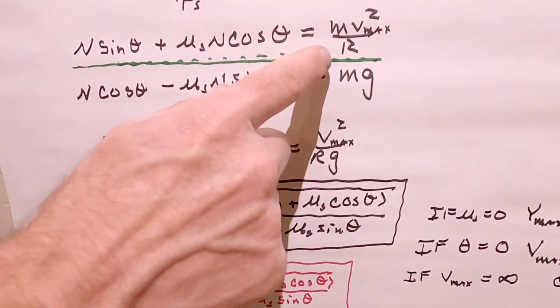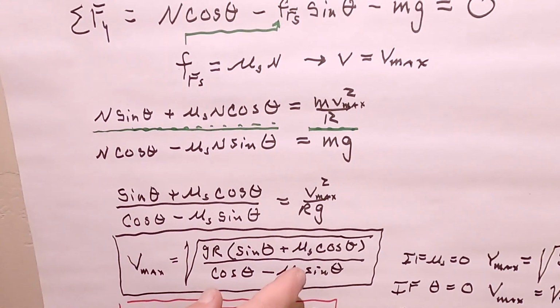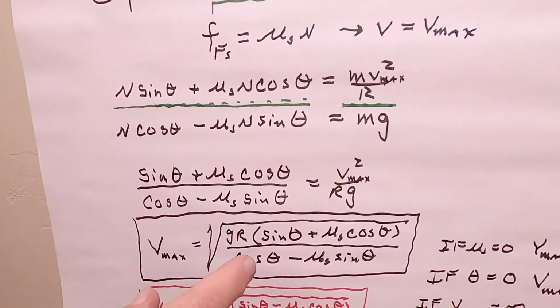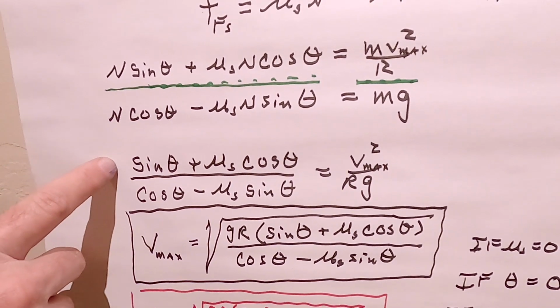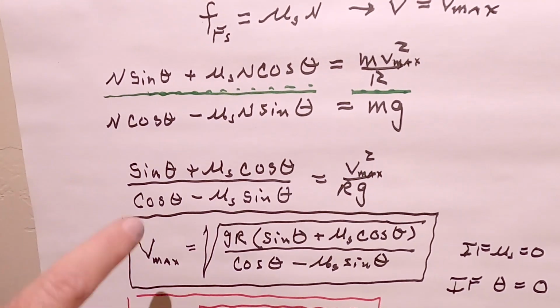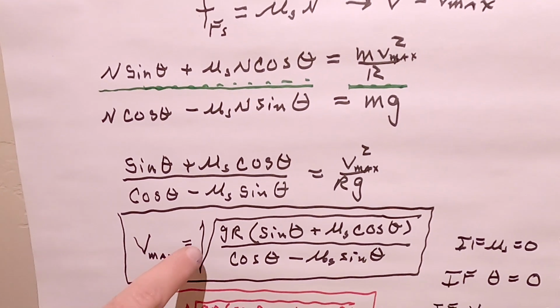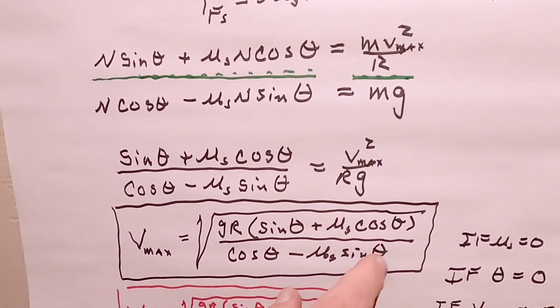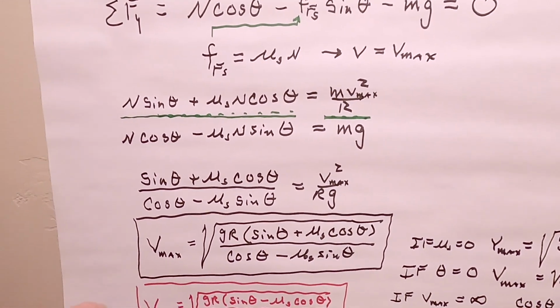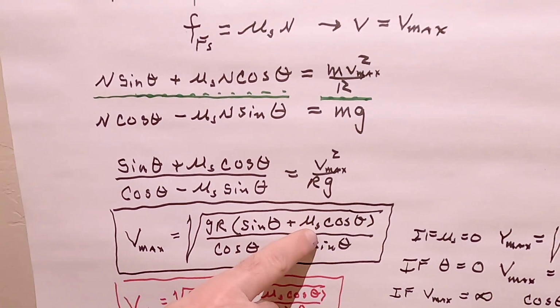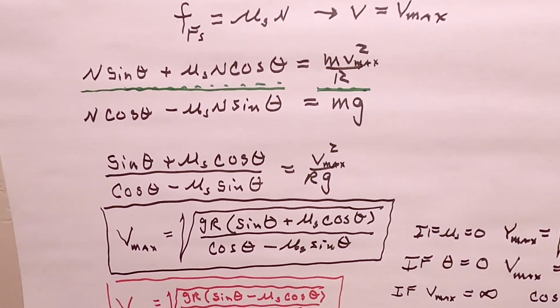Over here, I can cancel the m's and rewrite that. And so it's Vmax squared over gR. And now I just throw the gR up here and take the square root right here. So the maximum speed is now given by this right here. So there's the maximum speed that you can drive around a banked turn. It depends on the friction between the tires. It depends on the angle right there.